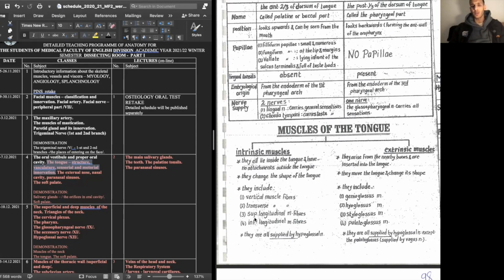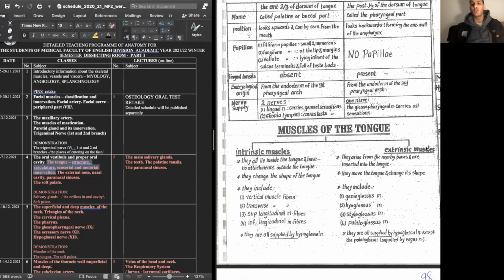And they're made up of 4 muscles. Extrinsic muscles, they arise from the nearby bones and are inserted into the tongue, right? So they arise from bones and insert into the tongue. They move the tongue and change its shape. They include genioglossus muscle, hyoglossus muscle, styloglossus muscle, palatoglossus muscle, and they're all supplied by the hypoglossal nerve, except for the palatoglossus muscle, which is supplied by the vagus nerve.